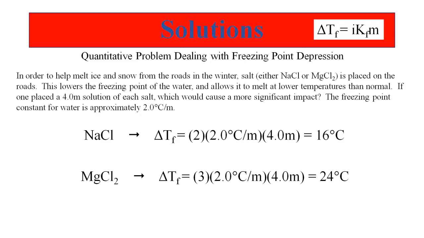For the magnesium chloride, you'll notice that everything's the same except our i, because magnesium chloride would dissociate into 1 magnesium ion and 2 chloride ions, or 3 moles of ions per mole of magnesium chloride. If we take 3 times 2 times 4, we end up getting 24 degrees Celsius. So if we had a 4.0 molal solution of magnesium chloride, that solution would not freeze until it got to negative 24 degrees Celsius. So you can see that magnesium chloride is a much better salt to lower the freezing point of water than sodium chloride.